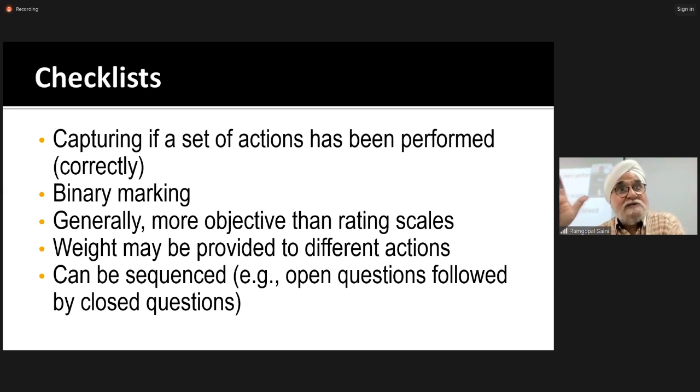And you can also use it sequentially. For example, the taste of food was very good. Yes, no. If you say yes, please write in 2 lines why you say it was very good. Or if you say no, write in 2 lines why you think it was not. So you can use both open-ended questions followed by closed-ended questions. Now the advantage is that sometimes yes, no don't really give you the true picture. But when you have a reasoning coming into it, then you can actually understand the students' learning in a better way.